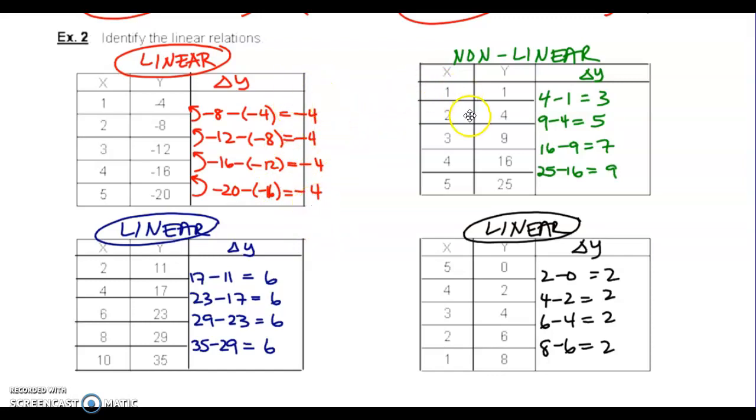Moving on to my second example. Again, quick scan to check that my x's are in order. Yes, they are. So now I calculate my delta y's. 25 minus 16 is 9. 16 minus 9 is 7. I continue, and I get 5 and then 3. So my delta y's are not the same, which means this is non-linear. If I were to draw this graph, I would not get a straight line. I would get some sort of curve.